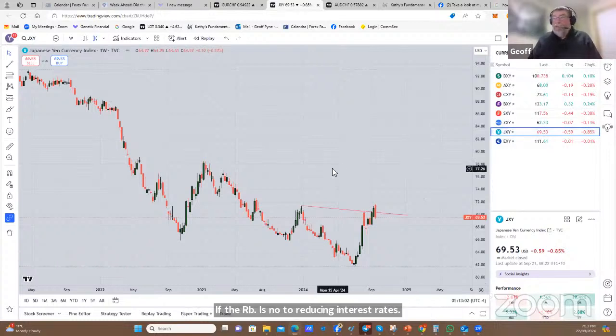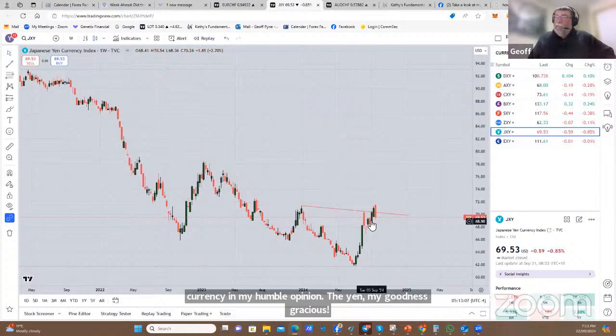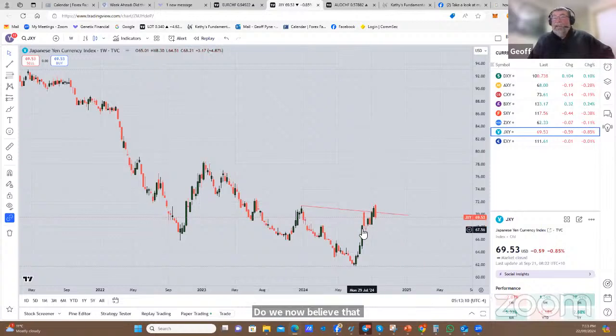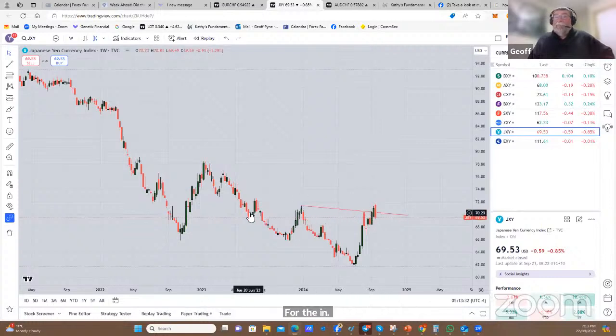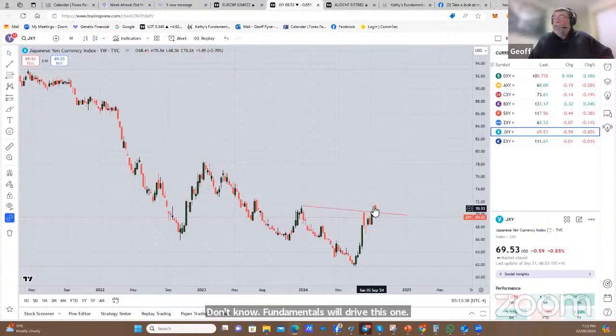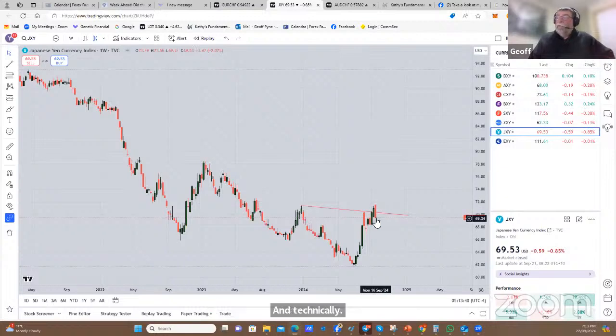This is the most interesting currency, in my humble opinion, the yen. My goodness gracious. Do we now believe that the rally that the yen has experienced for the last two months, a bit more, July, August, halfway through September, is going to continue, or is last week the harbinger of doom for the yen? Great question.